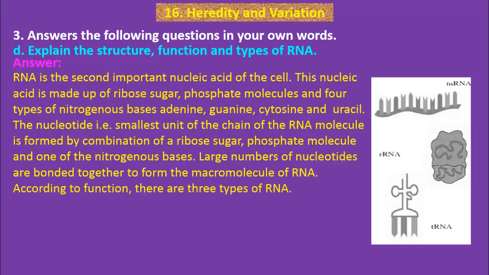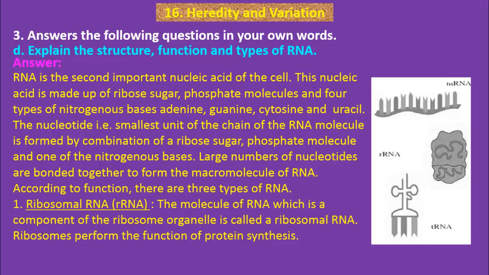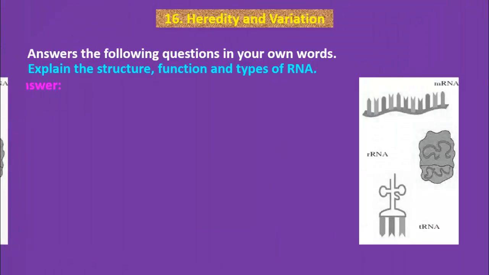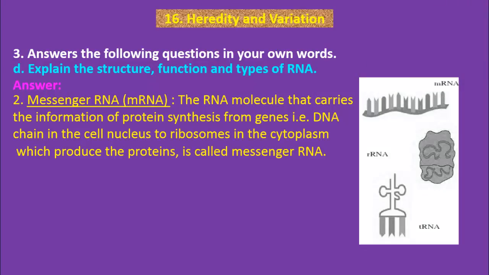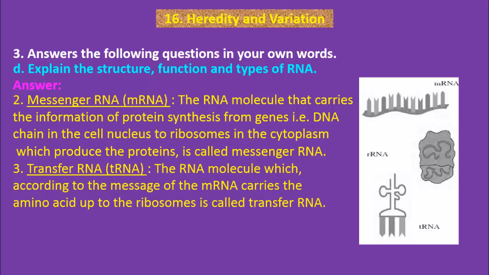According to function, there are 3 types of RNA. 1. Ribosomal RNA. The molecule of RNA which is a component of the ribosome organelle is called ribosomal RNA. Ribosomes perform the function of protein synthesis. 2. Messenger RNA. The RNA molecule that carries the information of protein synthesis from genes, as in the DNA chain in the cell nucleus, to ribosomes in the cytoplasm which produce the proteins is called messenger RNA. 3. Transfer RNA, tRNA. The RNA molecule which, according to the messenger RNA, carries the amino acid up to the ribosomes is called transfer RNA.